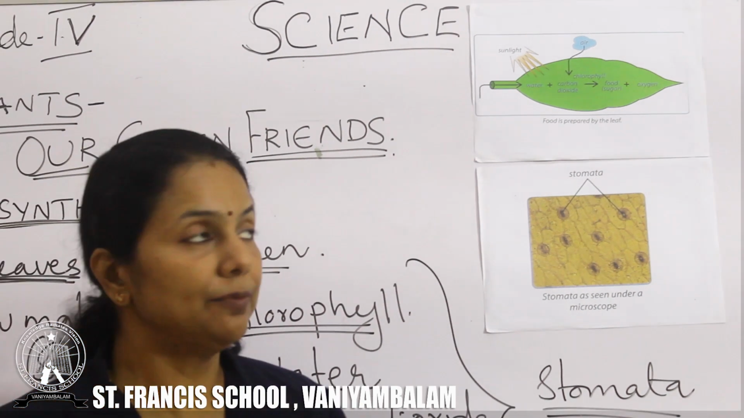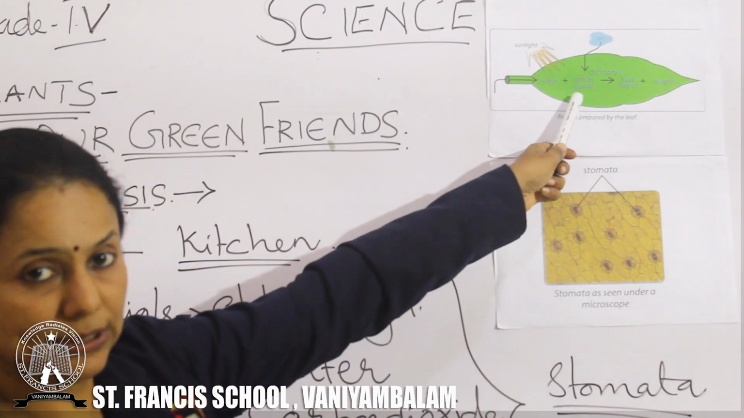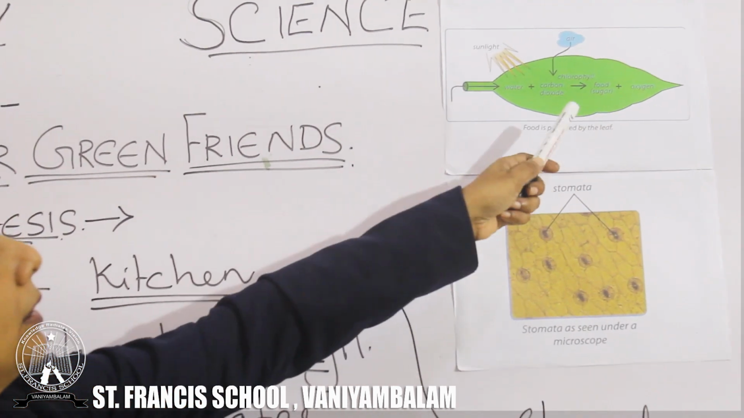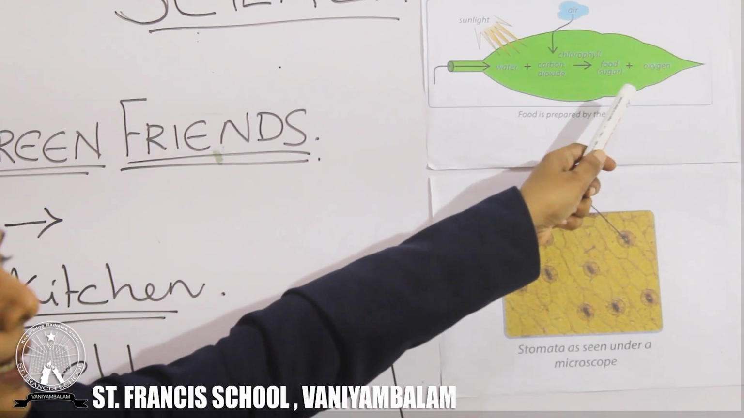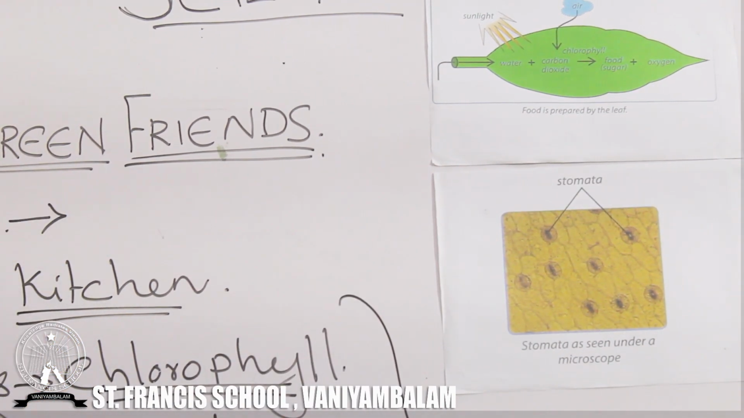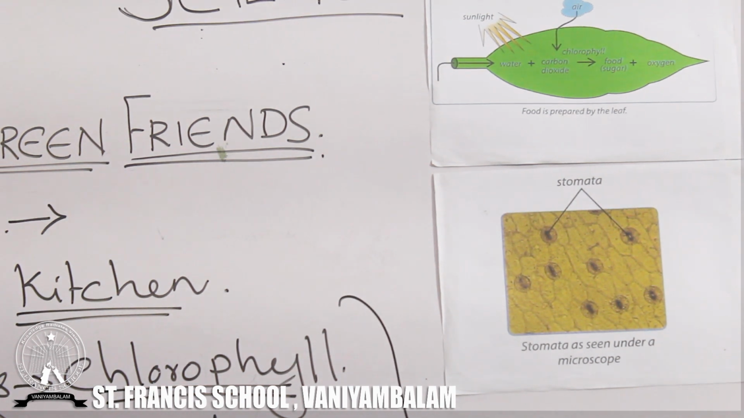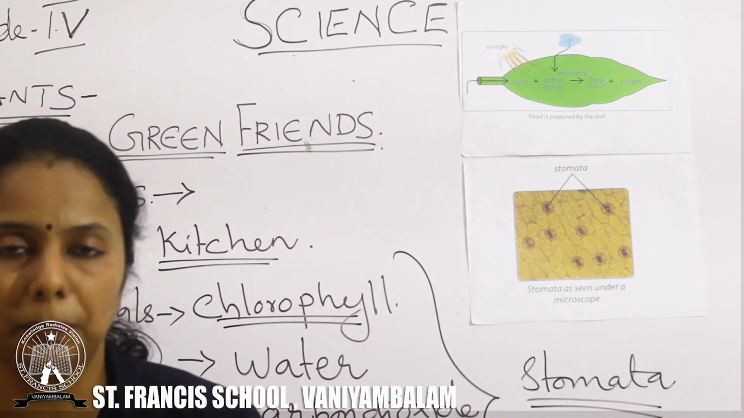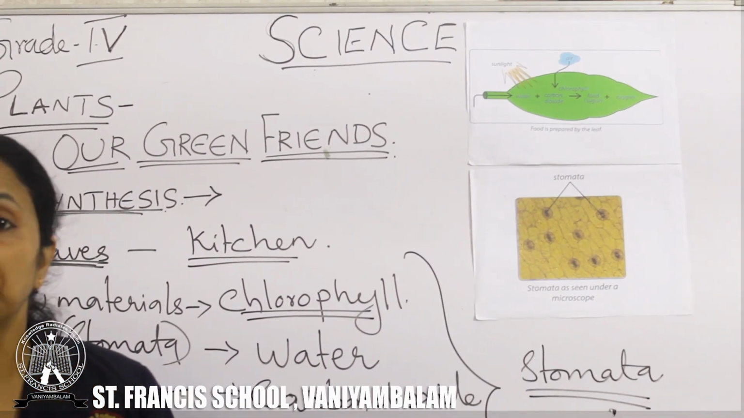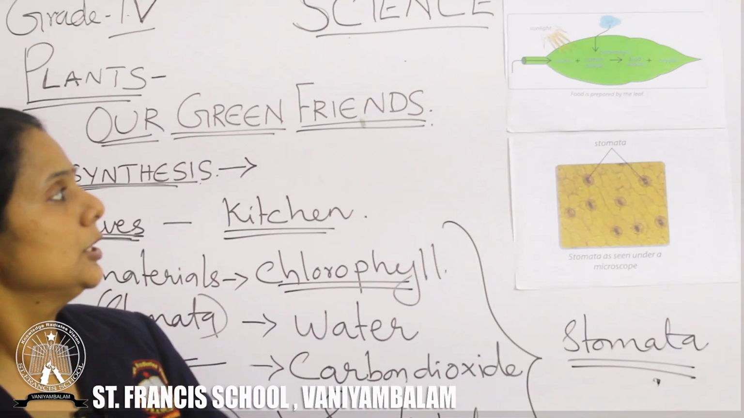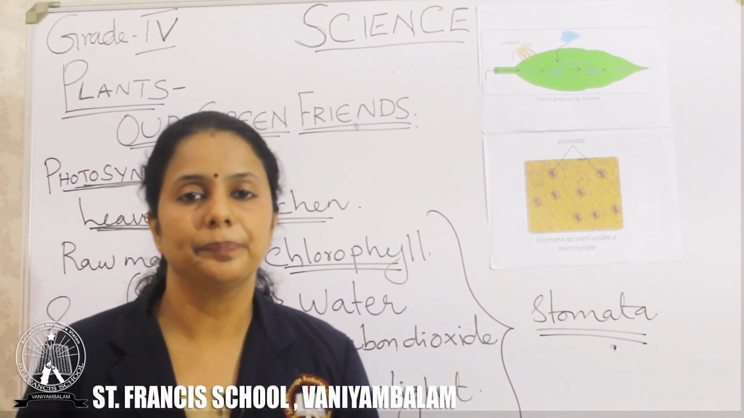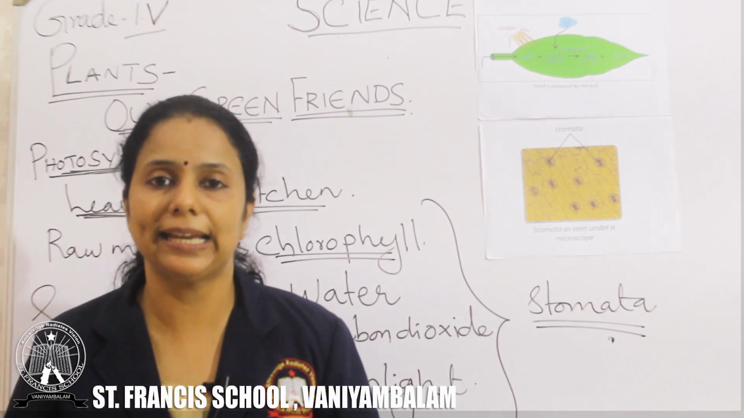So let me explain once more. Water plus carbon dioxide in the presence of sunlight and chlorophyll gives food, that is sugar plus oxygen, and this process happens in leaves. Okay, so that is the kitchen of the plant. Leaves are the food factories or kitchen of the plant, because the food is being prepared in the leaves of a plant. So this is the process of photosynthesis. So I hope this topic is clear for you. Let us move on to the next topic.